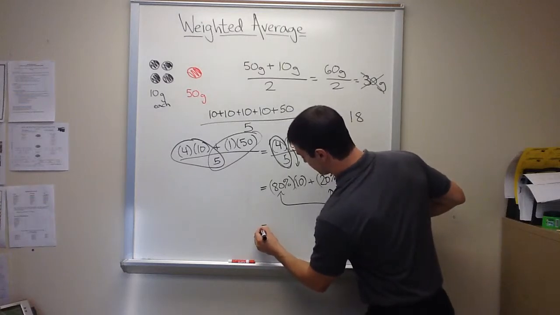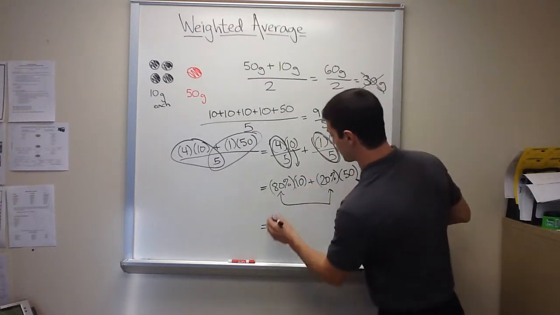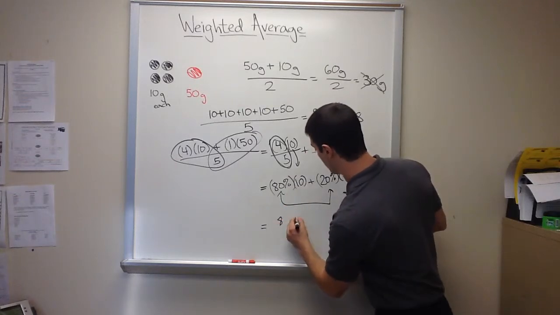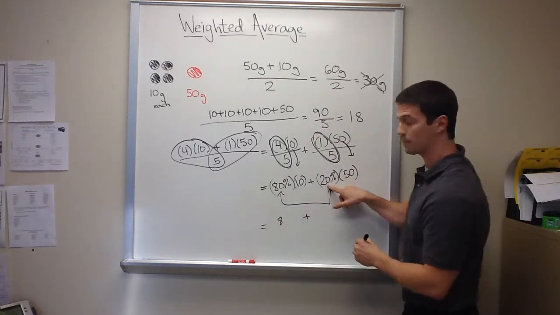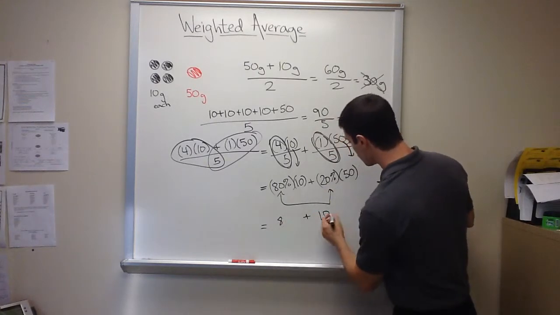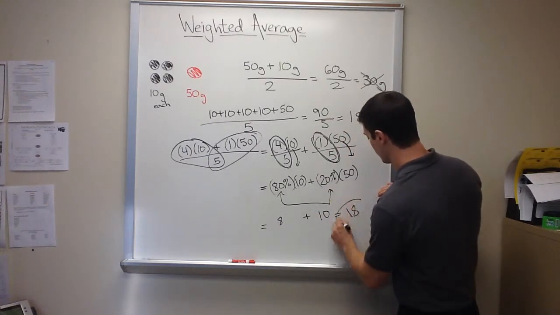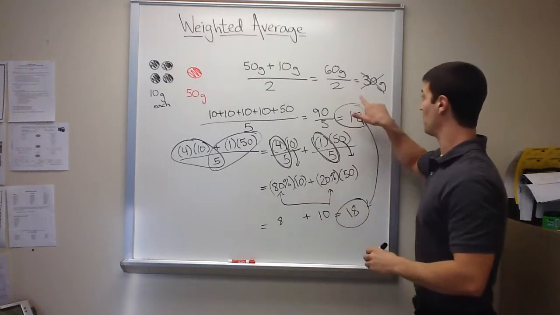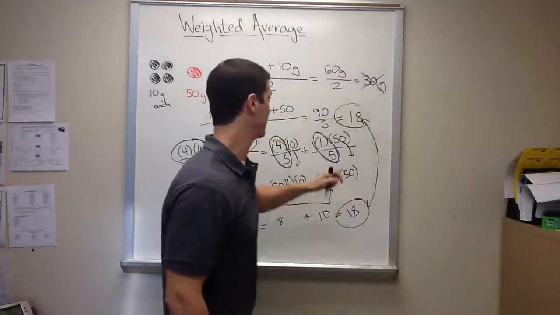Okay, from here, you can do 80% times 10, or 0.8 times 10. You'll get 8. And then you're going to add this to the 20%, or 0.2 times the 50 to get 10. 8 plus 10 equals 18. And if you notice, you get the same answer regardless, but it's different than the first average that we got of 30.